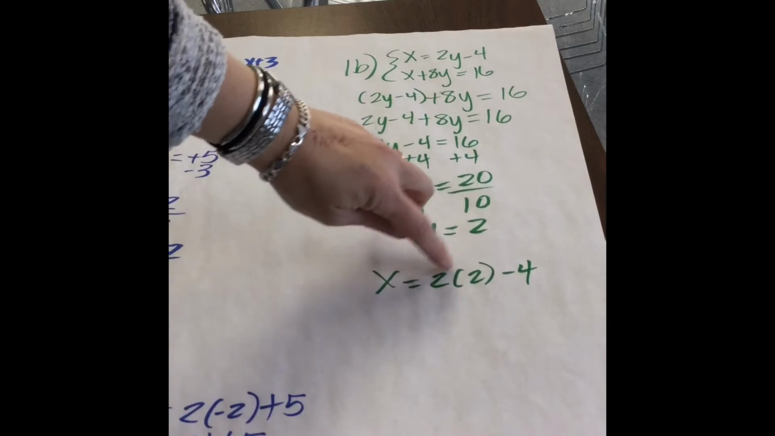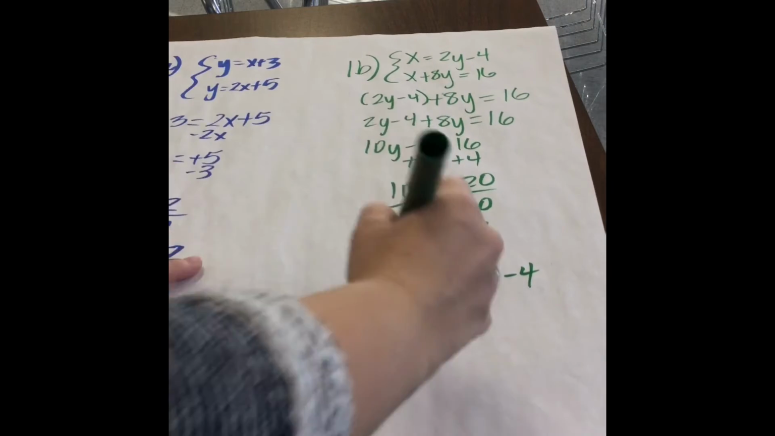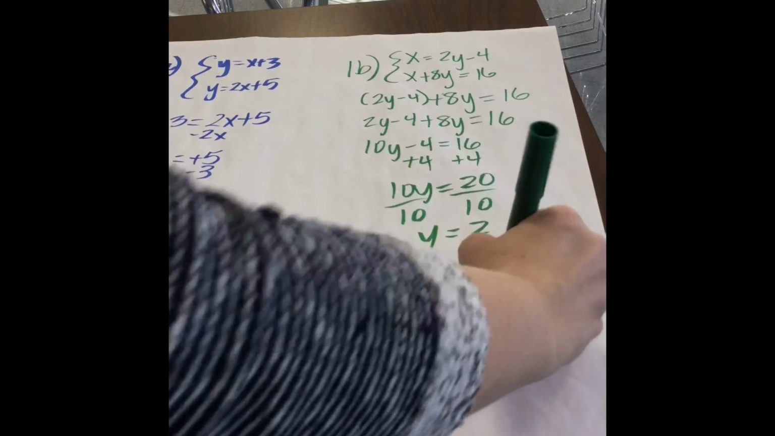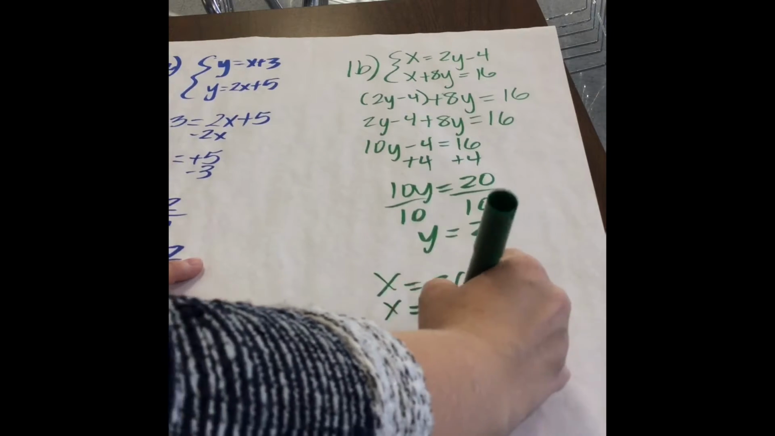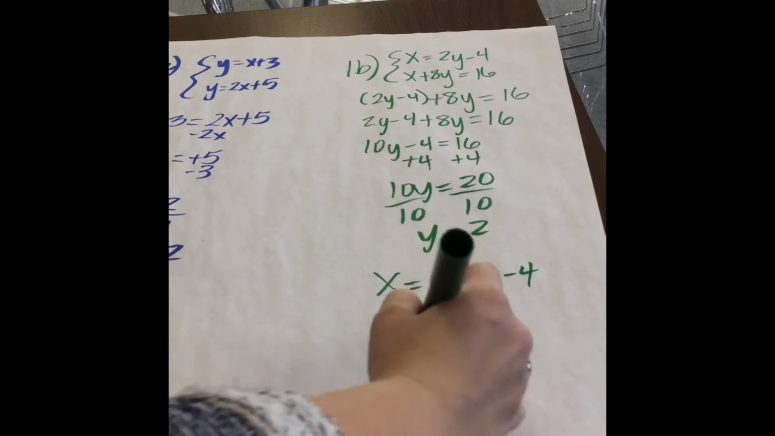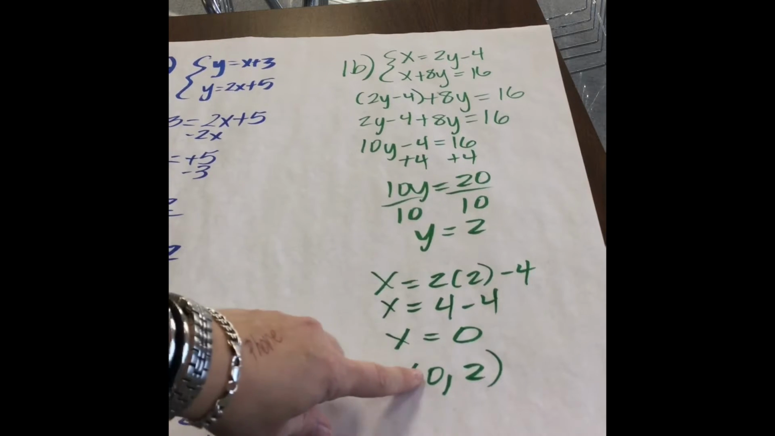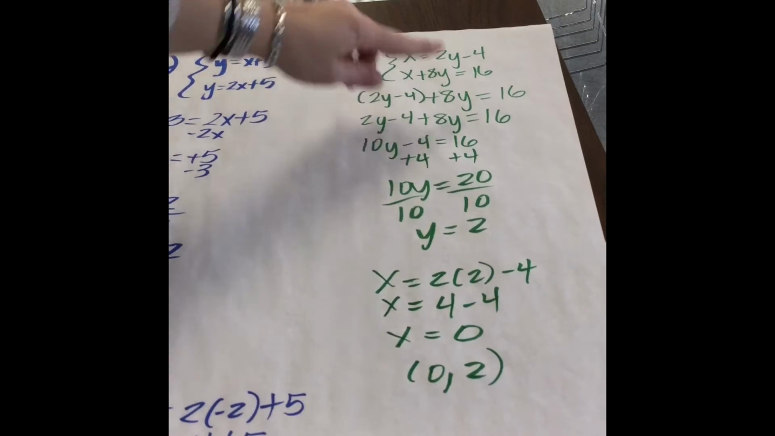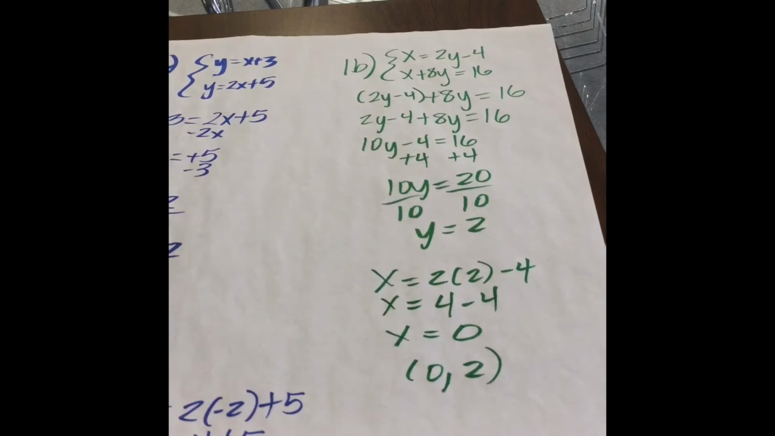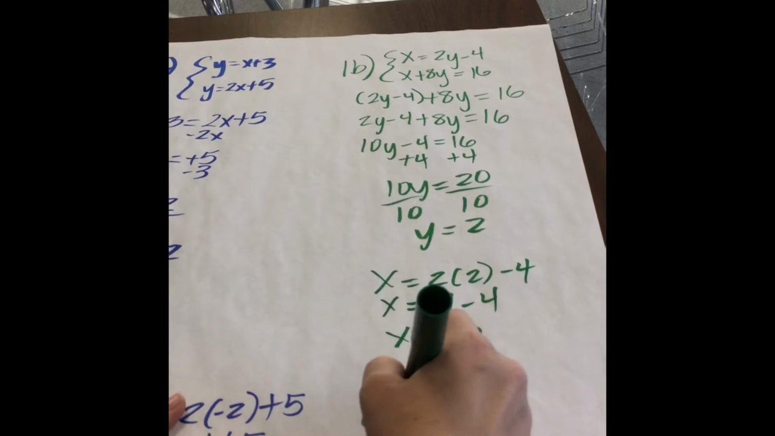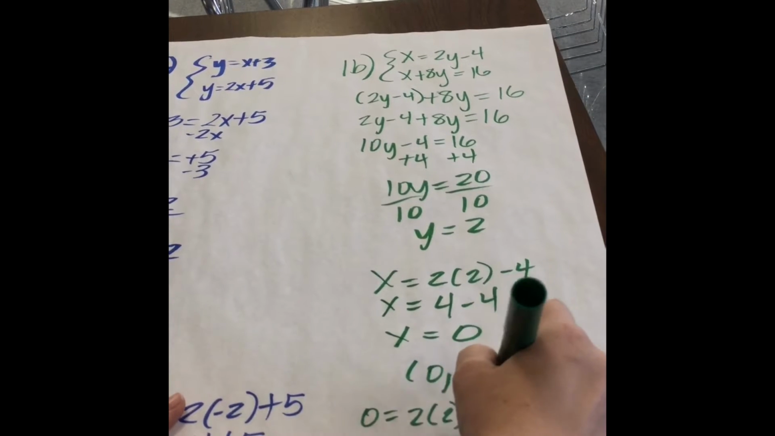Well, order of operations, multiply first. 2 times 2 is 4. And then 4 minus 4 is 0. So it looks like my solution is 0, 2. And of course I need to check it. So I'm going to use 0, substitute it for x, 2, substitute it for y. So that'd be 0 equals 2 times 2 minus 4.